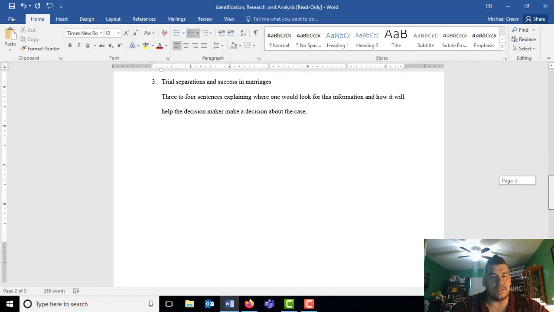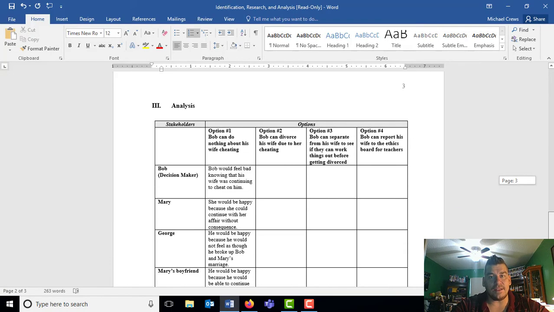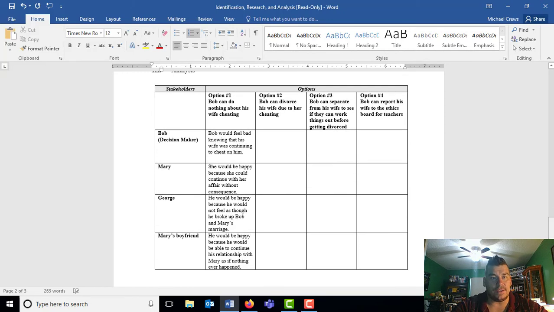And then finally, we get to the chart. Now, the analysis chart is very important for you guys to do it just like this. As I mentioned a moment ago, we have Bob here. He's our decision maker. You must label him decision maker, and you must put the decision maker up first. Then after that, I'm going to list stakeholders.